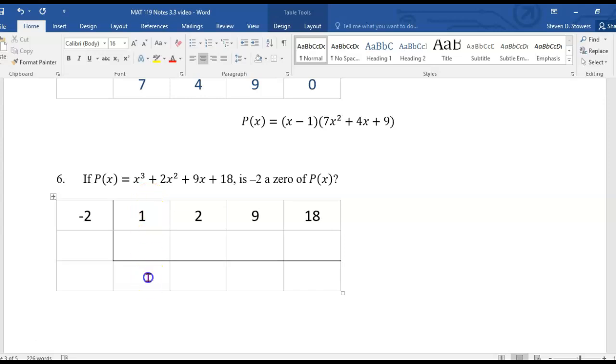and away we go. Bring down the 1. Negative 2 times 1 is negative 2. 2 plus negative 2 is 0. Negative 2 times 0 is 0. 9 plus 0 is 9. Negative 2 times 9 is negative 18. And 18 plus negative 18 is 0. So the answer to the question is yes. Negative 2 is a 0 of p of x.